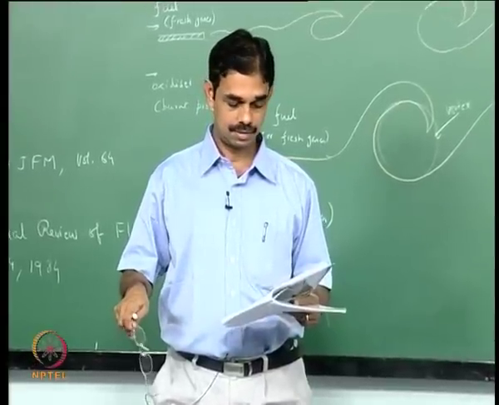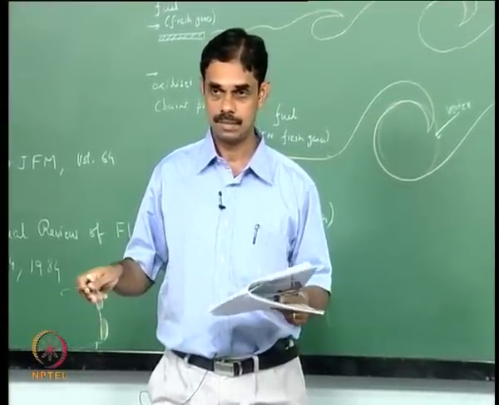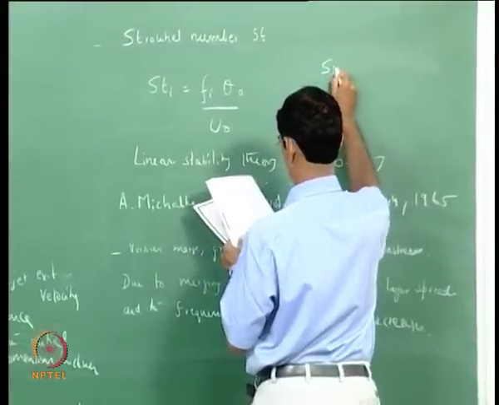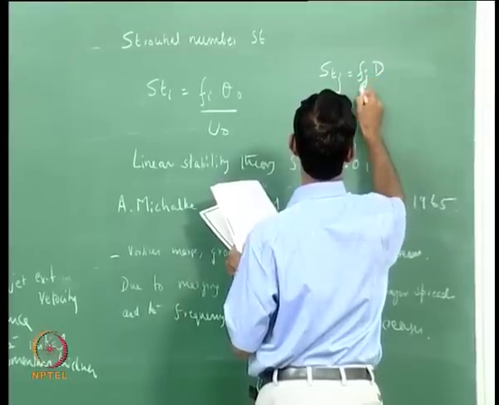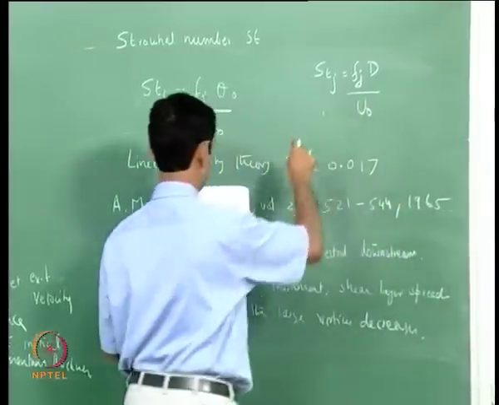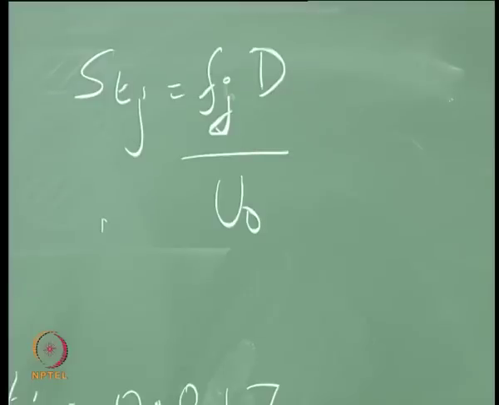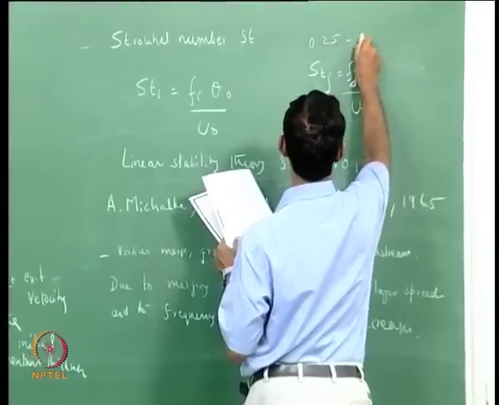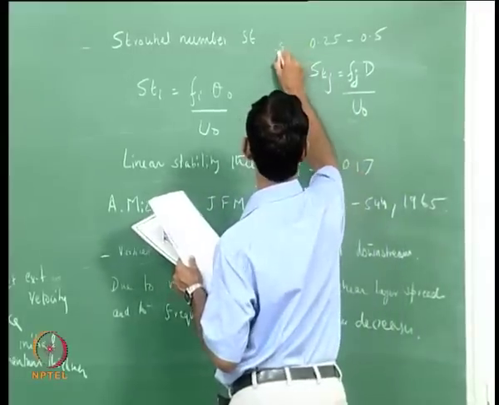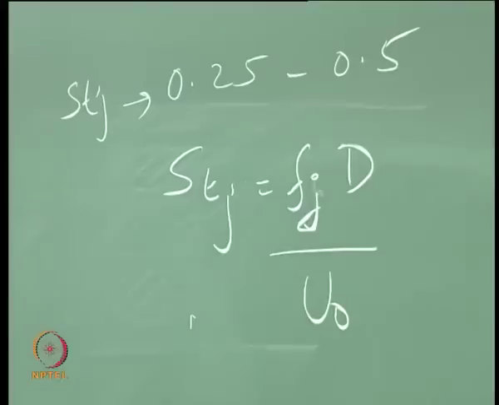And this frequency scales with some other variables. Stj is for this frequency at the end of the potential core, and it scales with the diameter of the jet and u naught, the exit velocity of the jet. And typically you see Stj in the range of 0.25 to 0.5.